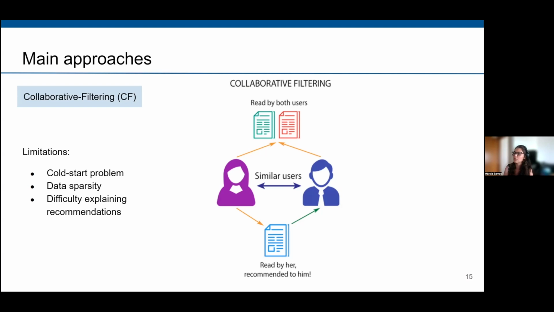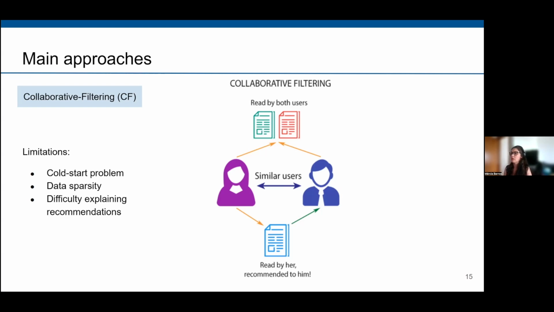So if we have a user that didn't rate any items, it's very difficult to provide recommendations. We can use the most popular, for example, but this recommendation will not be tailored for this specific user. And we have the same problem for new items. So if we have an item without any rating, it will be very difficult to recommend this item to another user.